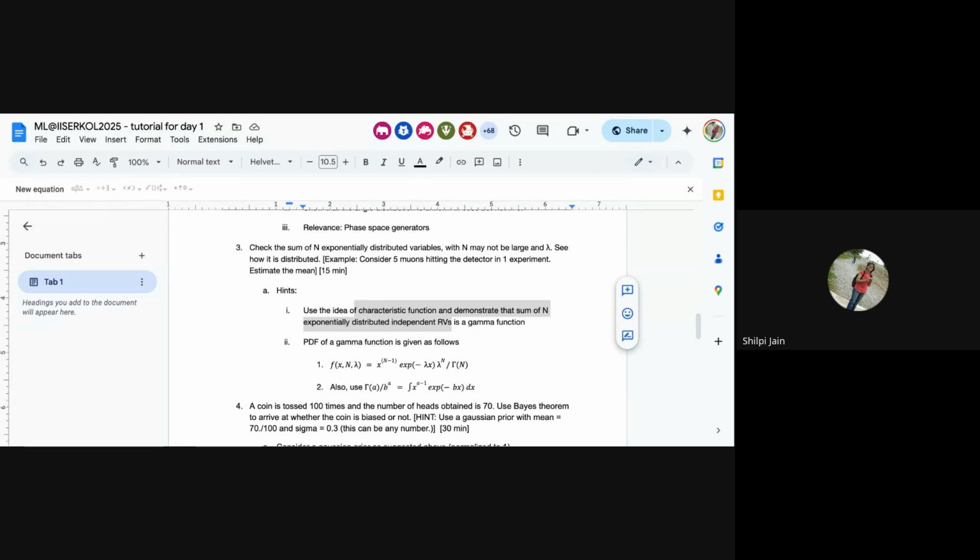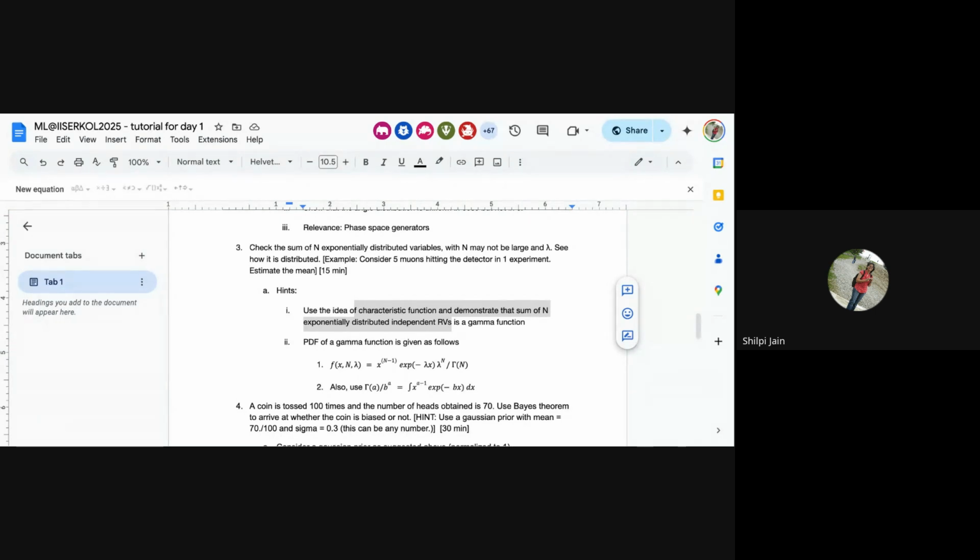Okay, I'll do it again. So essentially, the idea is to use the characteristic function to determine what the PDF of the sum of two exponentially distributed random variables will be. How will you use it? The first property that you will use is that the characteristic function of the sum of two independent random variables is just equal to the multiplication of their individual characteristic functions.